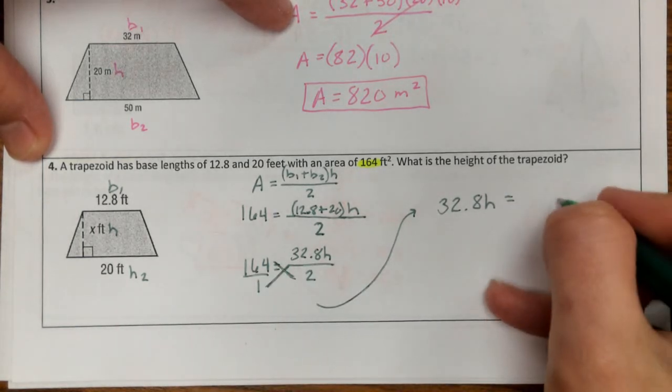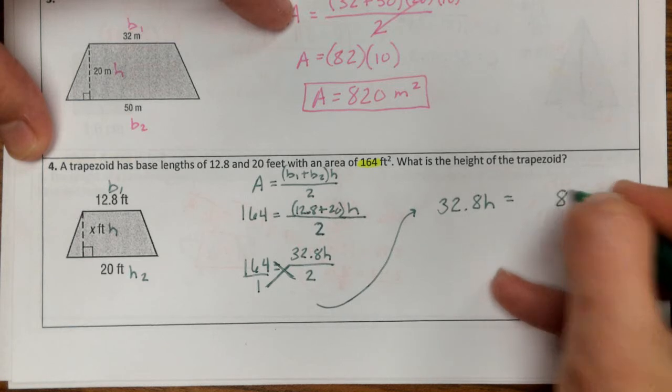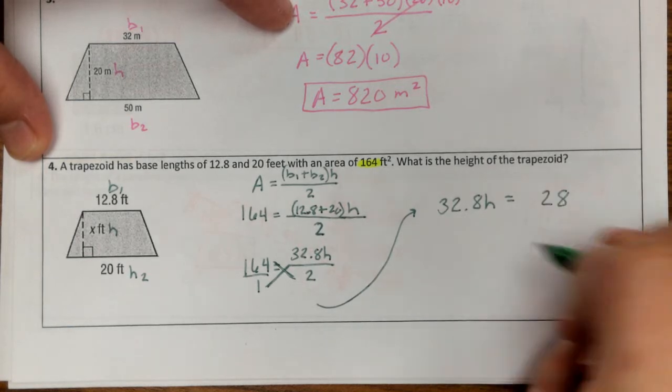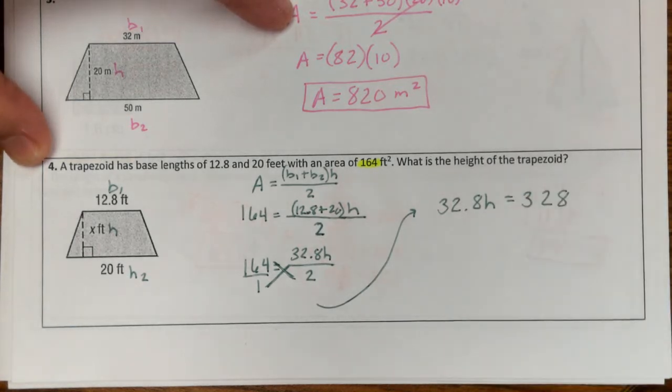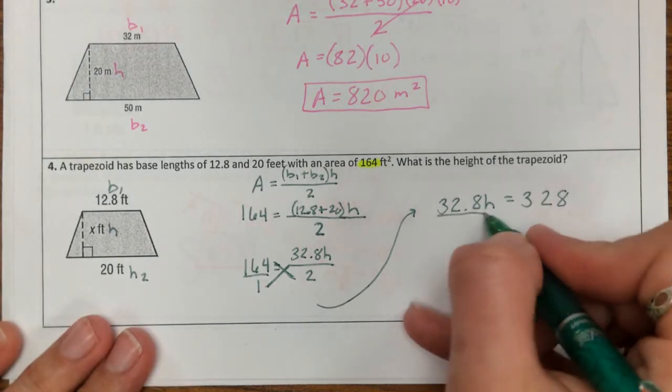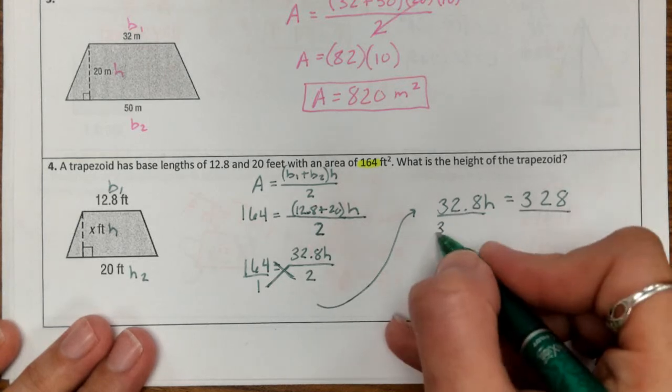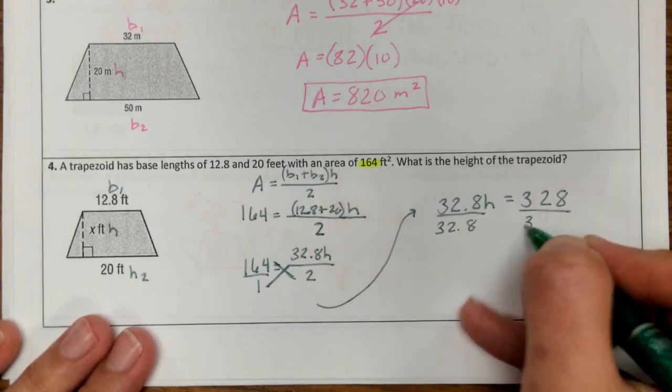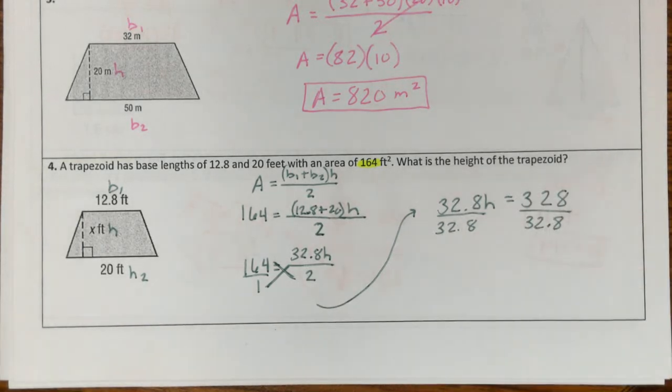2, and I didn't do this on my answer key, so I'm going to do this in my head. We're going to have 8, 12, carry the 1, should have 328. And I will have to get my calculator for the division part here, because we got this decimal. We're going to go ahead and divide both sides by that 32.8, and this gives you an opportunity to divide that by 32.8 as well.